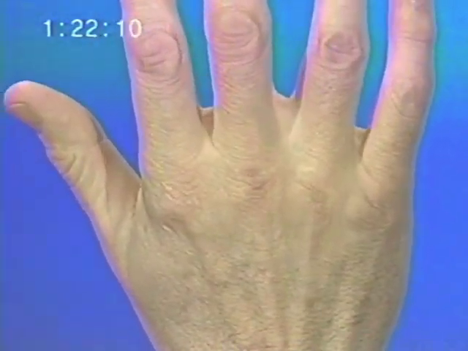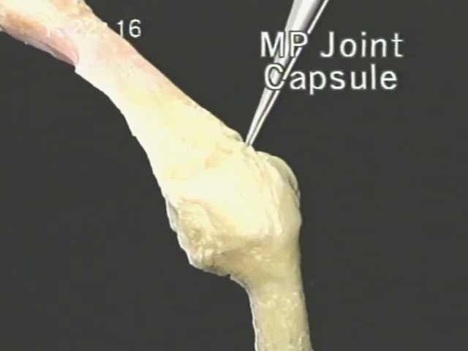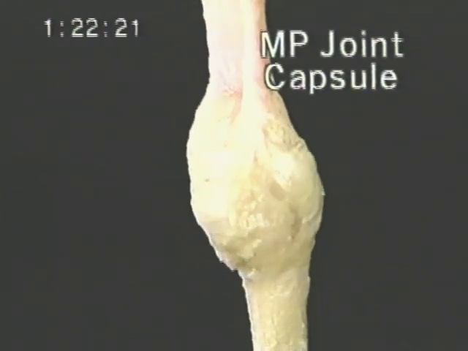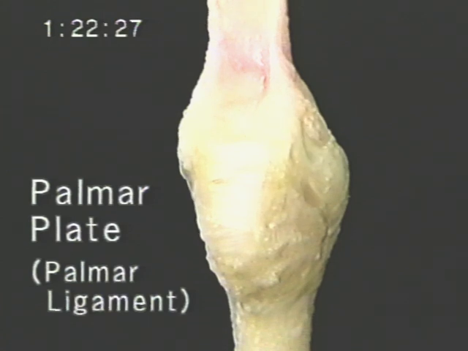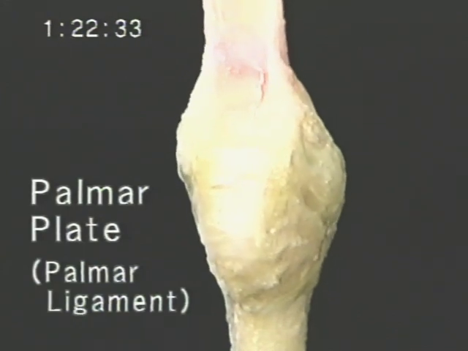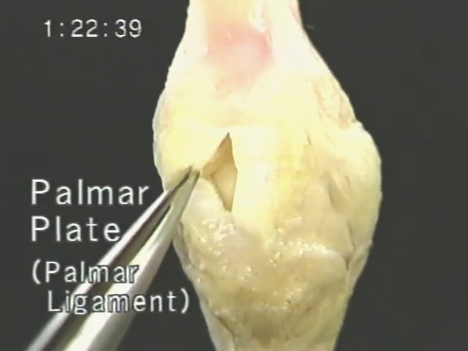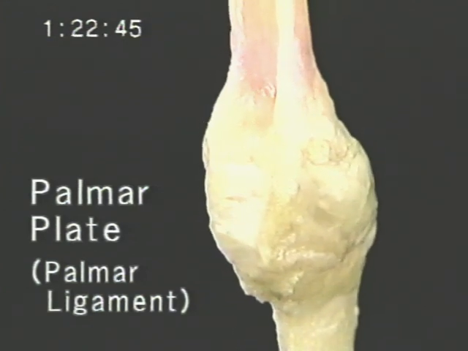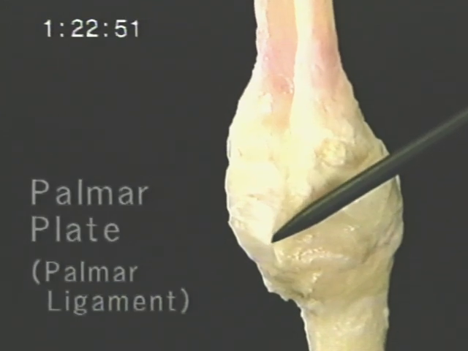Let's see what the joint looks like in the living body. The MP joint has a capsule that's loose on the back to allow the joint to flex. On the front, the capsule thickens remarkably into a tough piece of fibrocartilage, the palmar plate, also called the palmar ligament. The palmar plate moves along with the proximal phalanx when the joint flexes. Here's the palmar plate incised to show how thick it is. As we'll see, some important structures are attached to the palmar plate, or merge with it. One of them we've seen already, the deep transverse metacarpal ligament. It goes here.